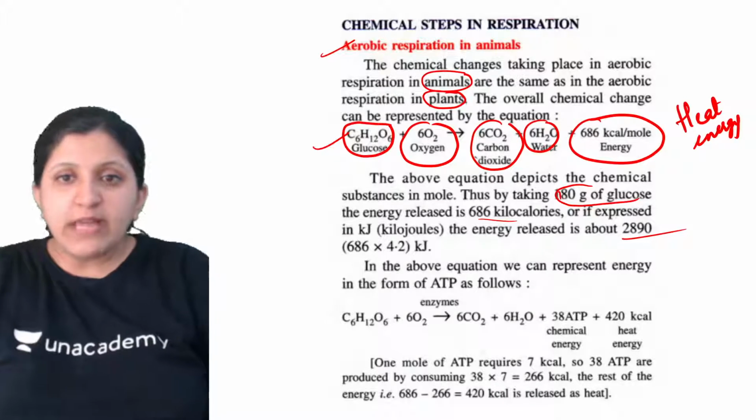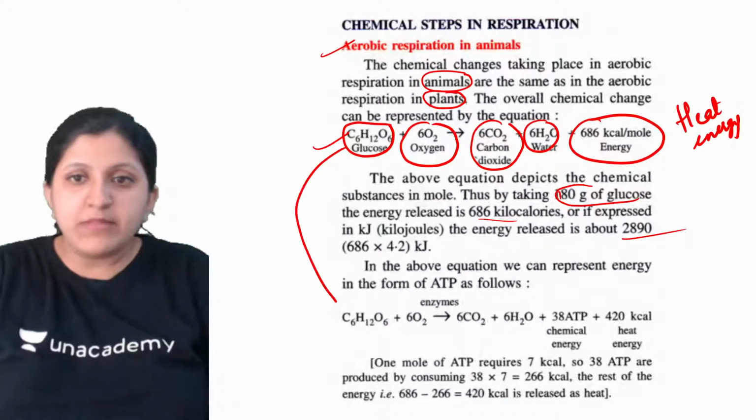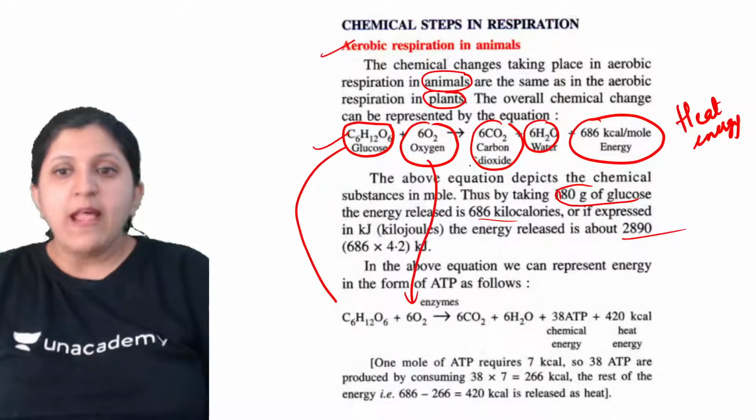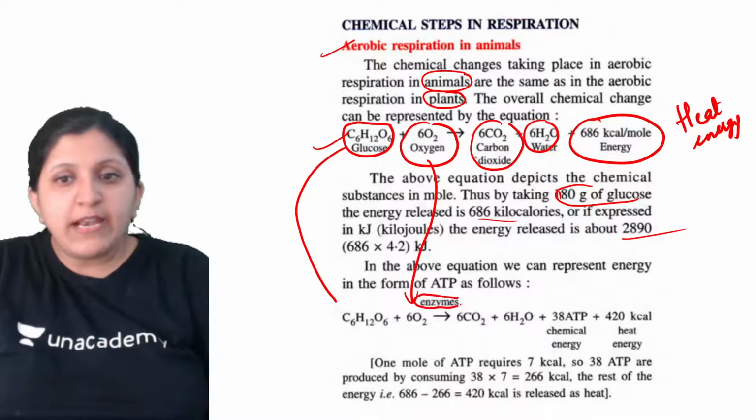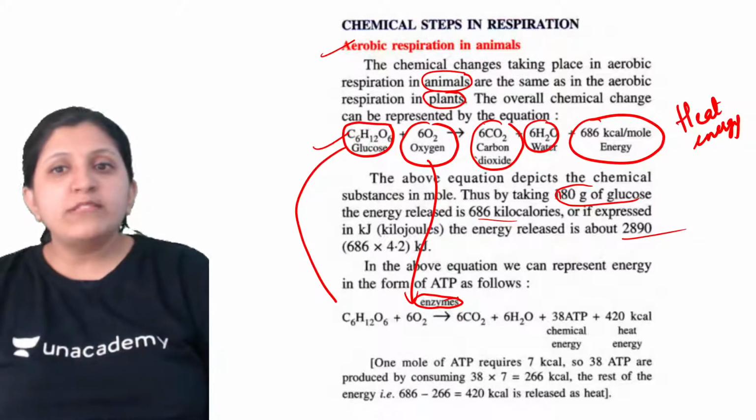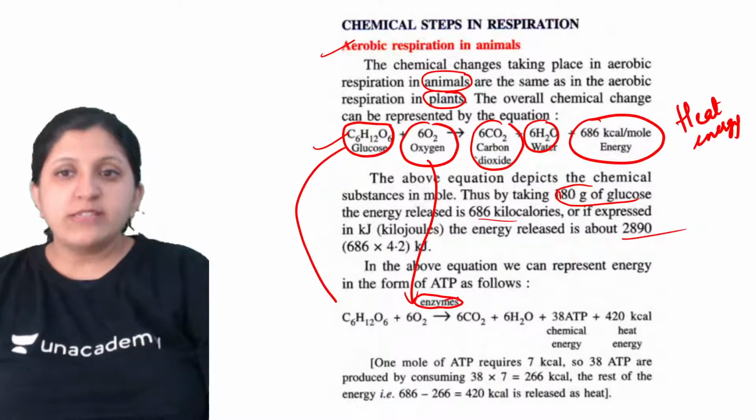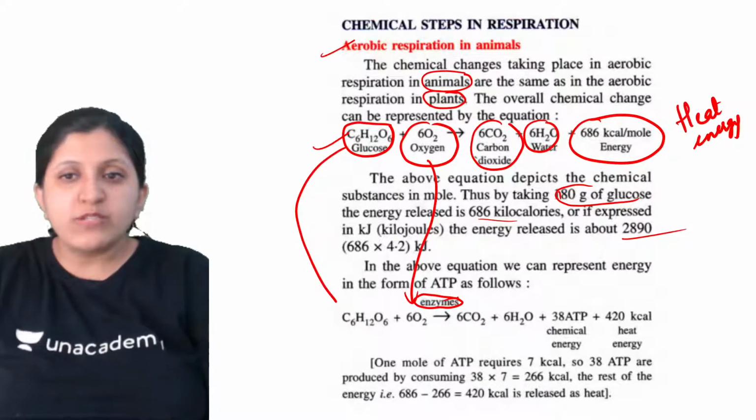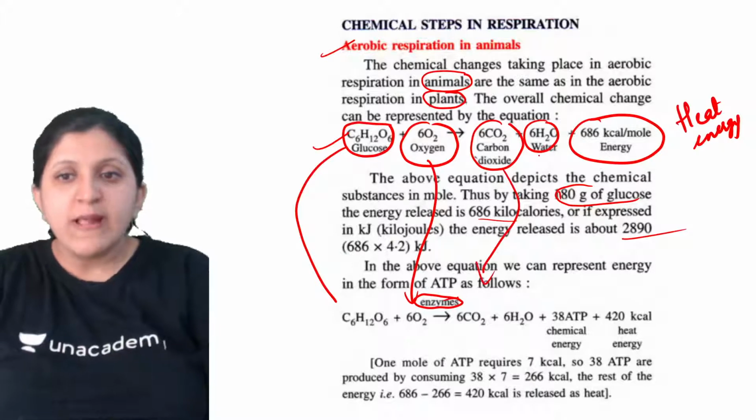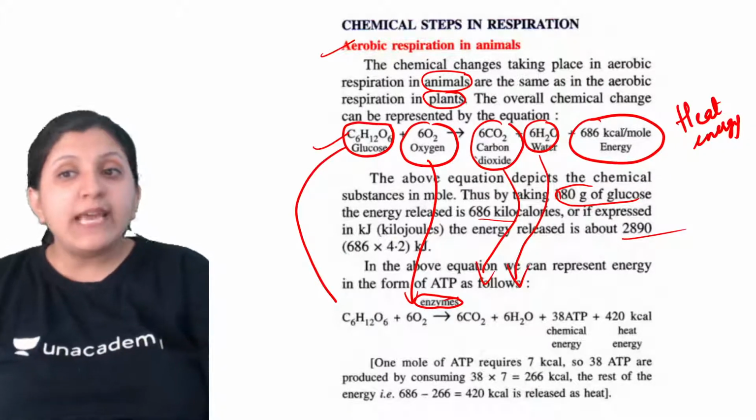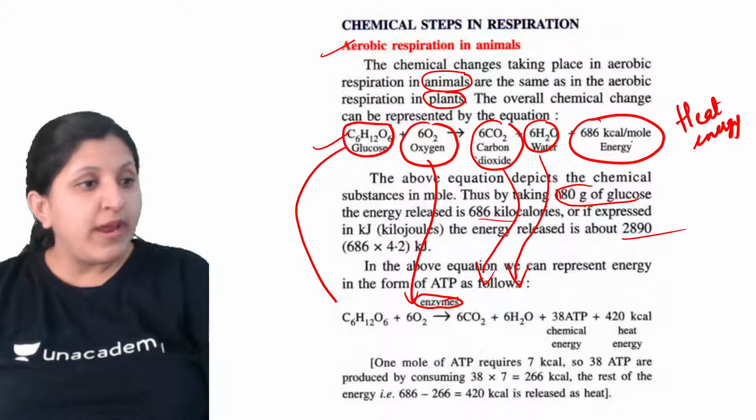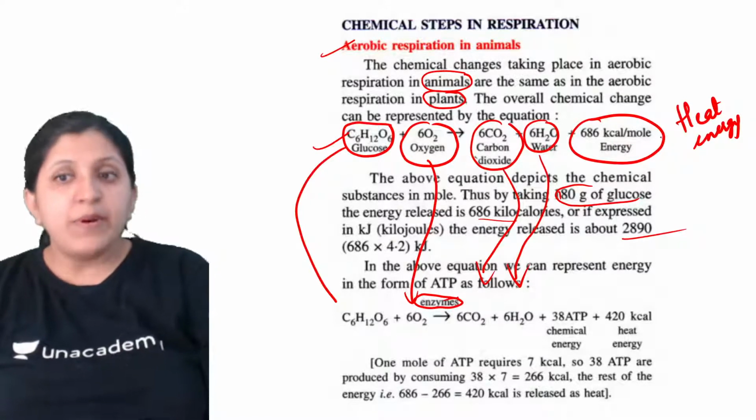You can see this part is the same, this part is the same, and the enzyme has been added here, because this was the overall reaction they are mentioning. This is the carbon dioxide that is produced. 6 carbon dioxides are produced, 6 water molecules are produced, and 686 kilocalories of energy per mole is released.